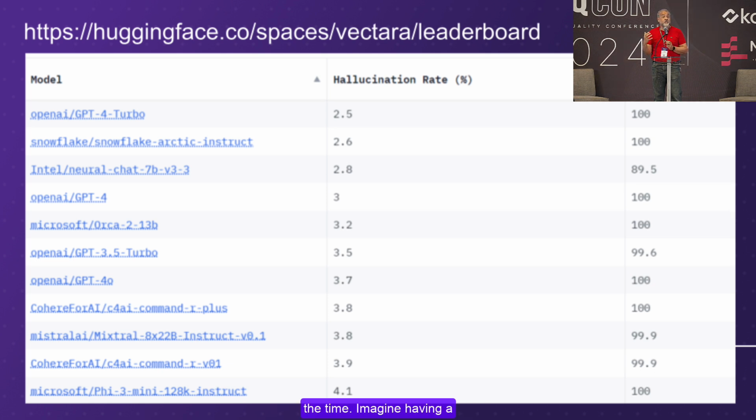Imagine having a doctor that on average makes up stuff 2.5% of the time, or a legal consultant or a CEO. Actually, CEOs make up stuff all the time anyway. But you get what I mean, right? That can be very, very, very dangerous.